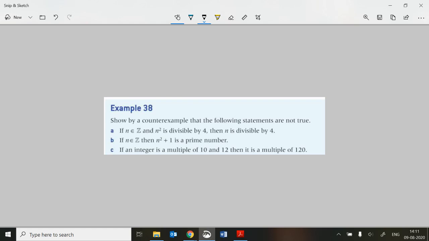So if n belongs to your integers, then n squared plus 1 is a prime number. And again, all we need is a number to disprove that. But, let's choose 3. So when n is equal to 3, then we have n squared plus 1 is equal to 10. And this is not prime. So there's a counterexample which shows us that the rule doesn't always work.